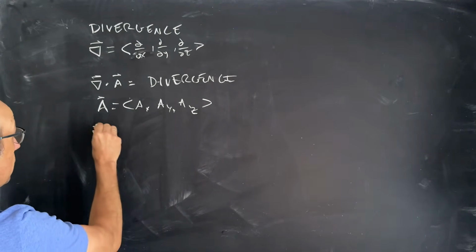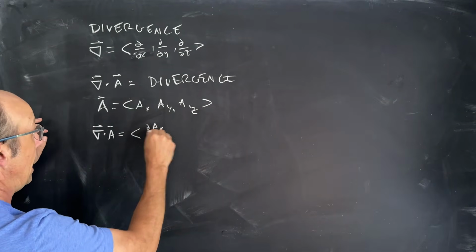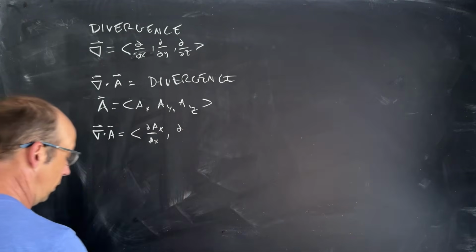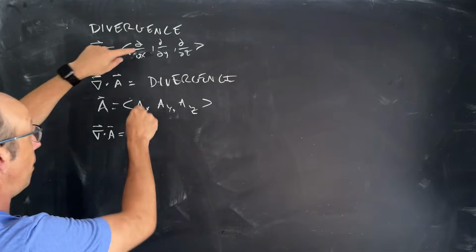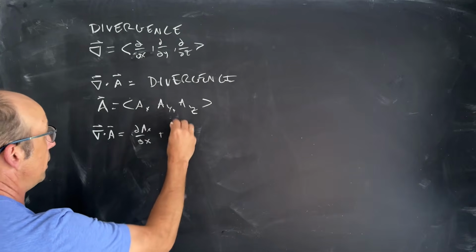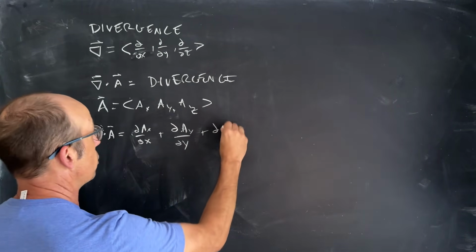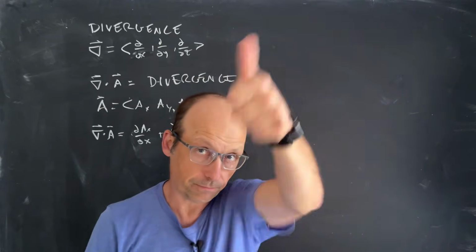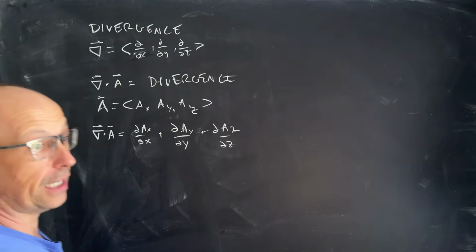So del dot A is going to be equal to the partial of AX with respect to X, I'm sorry, it's not a vector. It's the dot product, so it's the partial of AX with respect to X plus the partial of AY with respect to Y plus the partial of AZ with respect to Z. So you get a scalar function. Okay, now, what does that even mean? What does that even measure?